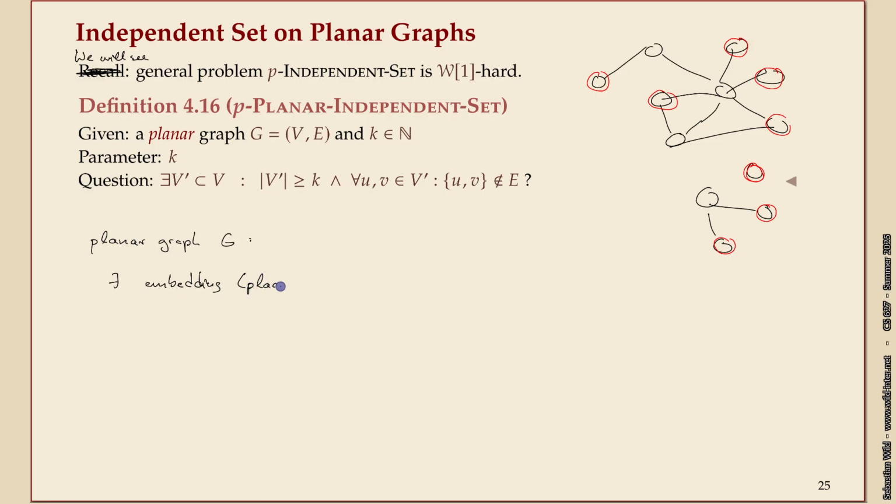The embedding is the formal term, but you can think of it as a placement of the vertices in just the Euclidean plane R2. And I'm just going to say a drawing of the edges. You can make this more formal, but maybe it's not needed here.